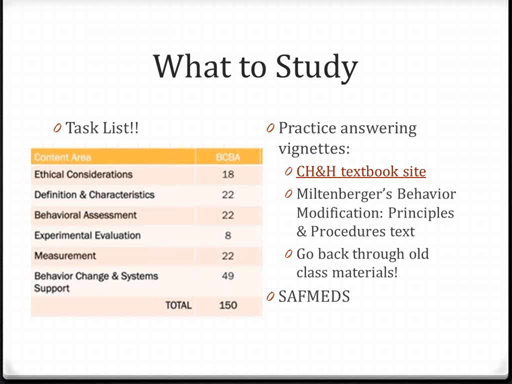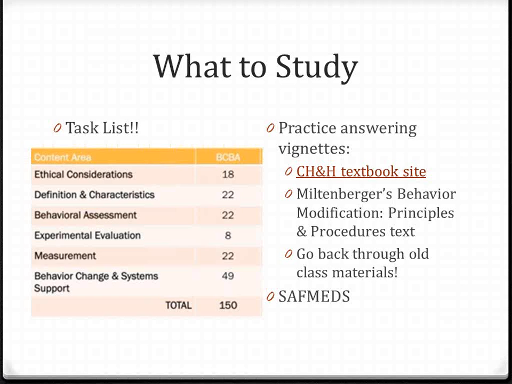Go back through your old class materials. I know for ABA 1, we did a ton of stuff like this in terms of vignettes, both as part of the lecture, as well as things that I posted online. So try not to waste your time or your money unnecessarily. If you have access to all these materials, then maybe you don't need to spend money on these more expensive tutorials I'll talk about. And then staff meds.